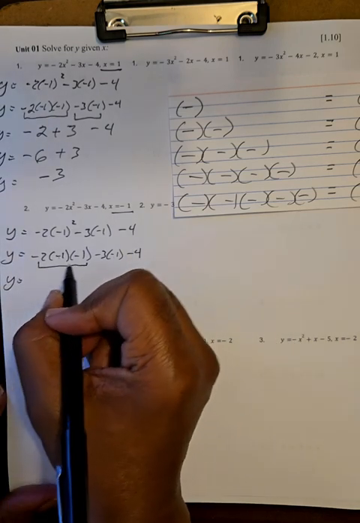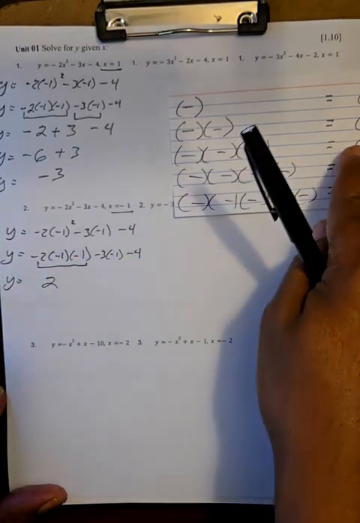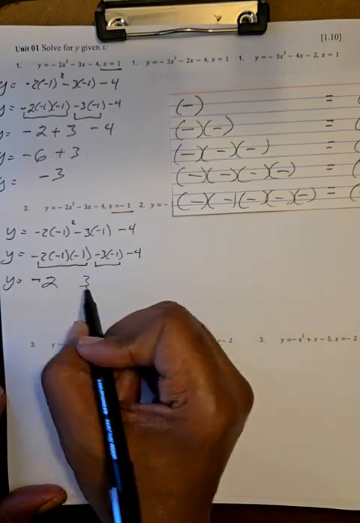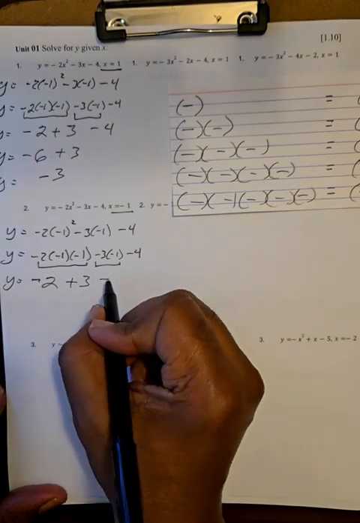When we multiply these, 2 times 1 times 1, we'll get 2. There are 3 negatives. 3 negatives will be negative. Then 3 times 1 is 3. There's 2 negatives, so that'll be positive. Then the -4.